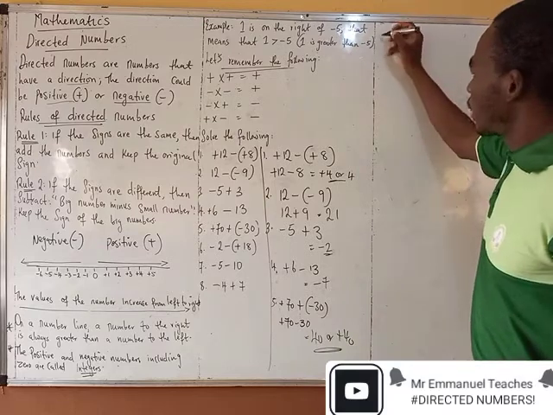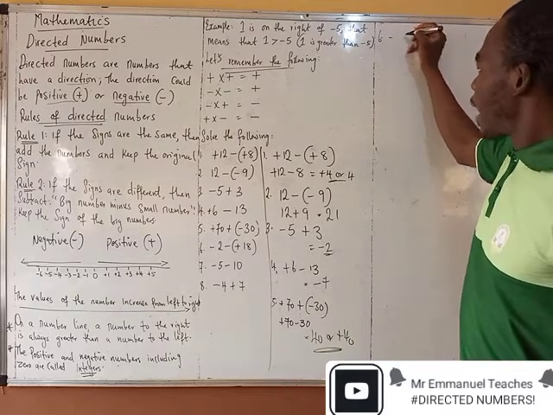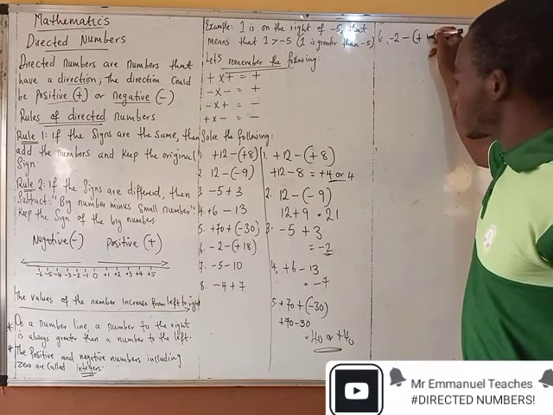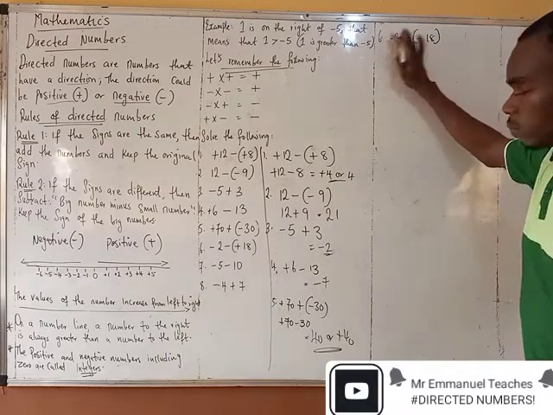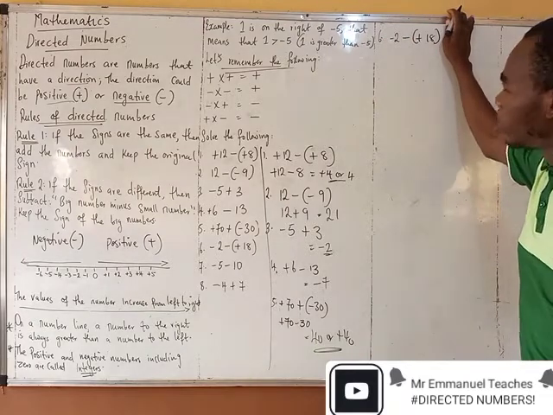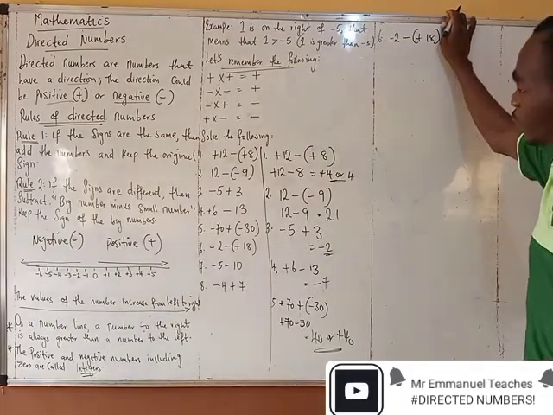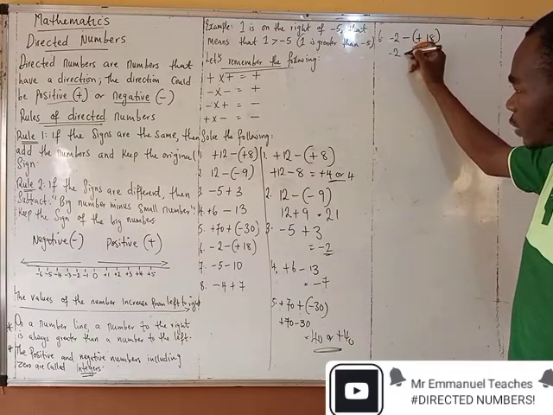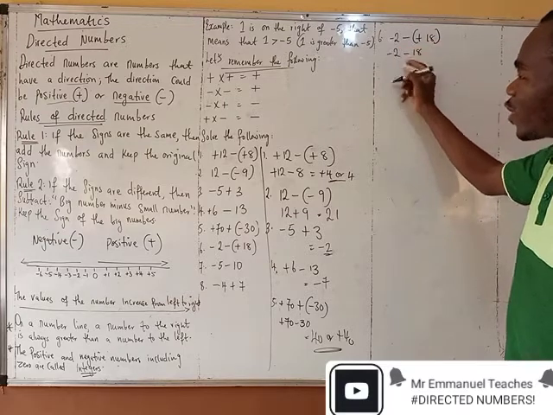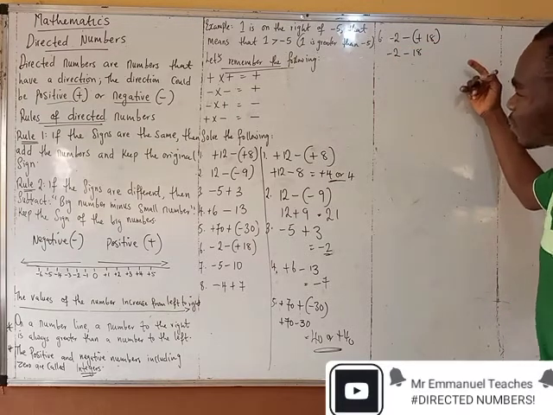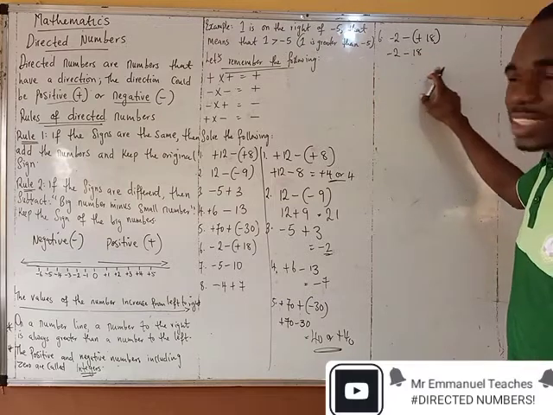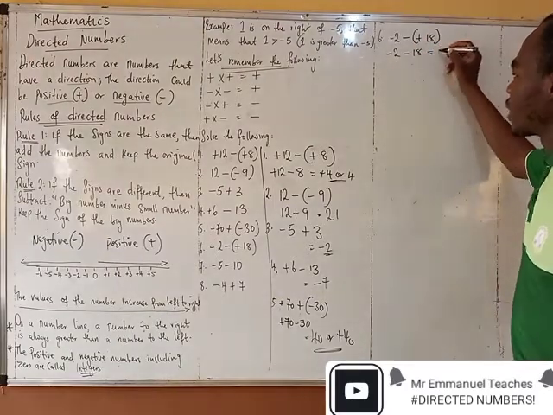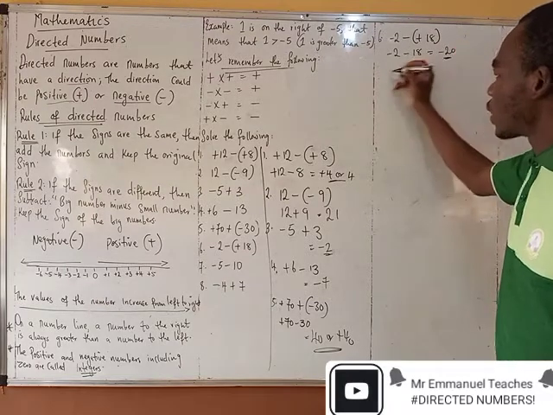Are you with me? Now number 6, we have minus 2 minus plus 18. So what this literally means is that there's a bracket, so we have to open the bracket. We have minus 2. Minus times plus is minus 18. Now you have minus 2 minus 18. It's not very simple now. Minus 2 minus 18: you are owing somebody 2, you are owing another person 18. When you add the amount you are owing, you are going to have what? Minus 20. This is your answer.